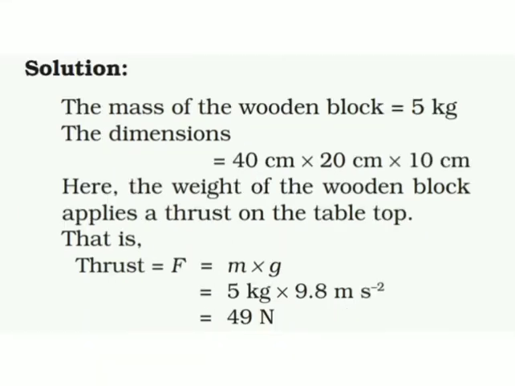Solution. The mass of the wooden block is 5 kg. The dimensions are given: 40 cm into 20 cm into 10 cm. Here the weight of the wooden block applies a thrust on the tabletop, that is, thrust F equal to m into g equal to 5 kg into 9.8 meter per second square equal to 49 Newton.